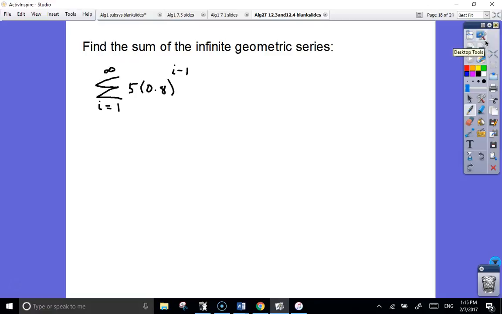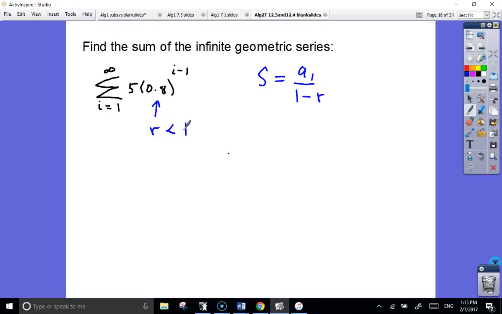Okay, so here's an infinite sum. I know it because it's got infinity on top of that. So again, I would like to use this formula, but I can only use that if the absolute value of r is less than 1. Is it? What is the value of r in this problem? Remember, whatever is being raised to the power, that is r. So r is definitely less than 1, so we can use the formula.